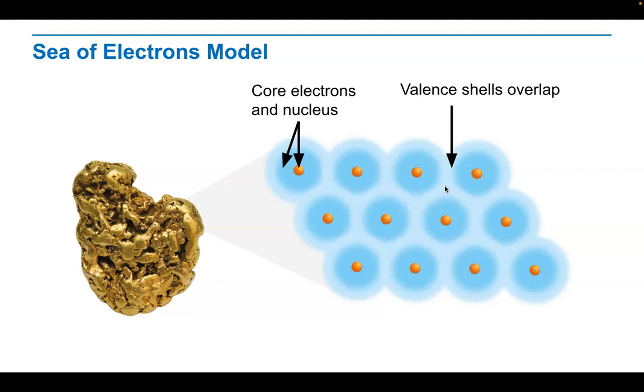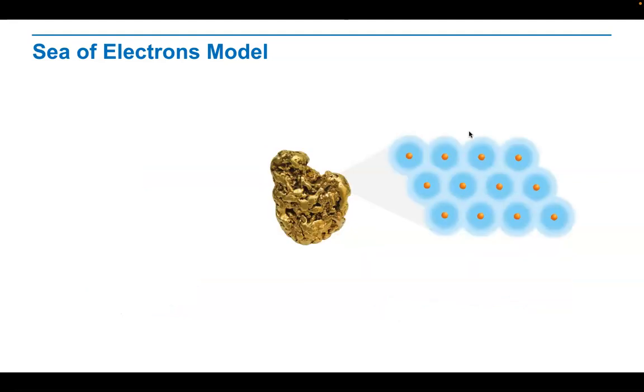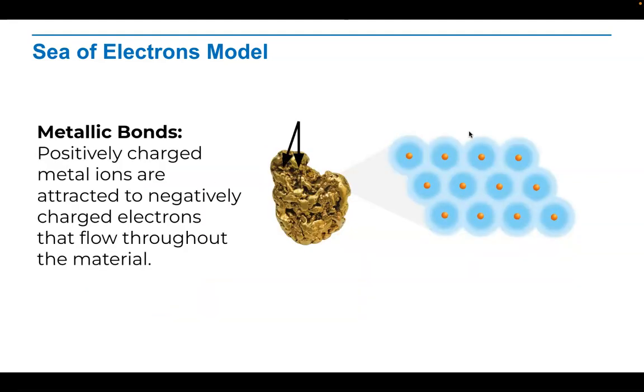However, in our metal-to-metal bonds, the metal atoms share their valence electrons among all the metal ions in a metal structure. This is why it's called the sea of electrons model, because our valence electrons can travel throughout the metal without disruption. So, we can define it this way: metallic bonds are positively charged metal ions that are attracted to negatively charged electrons that flow throughout the material.